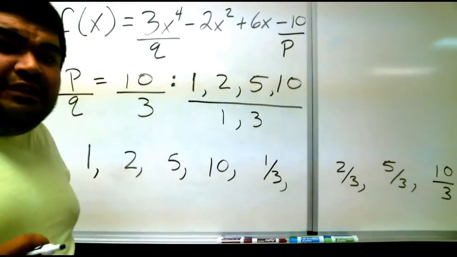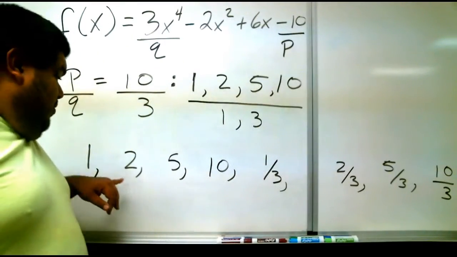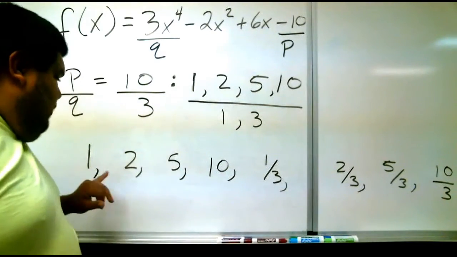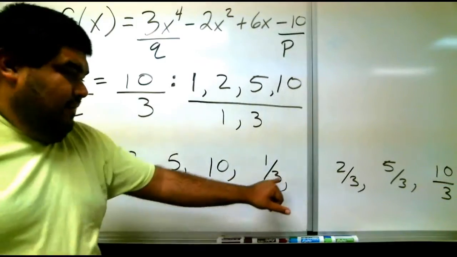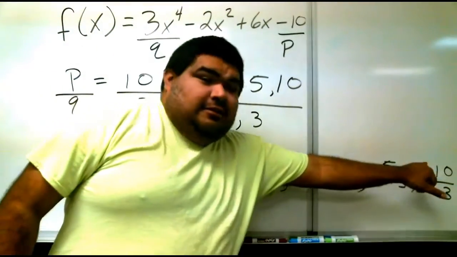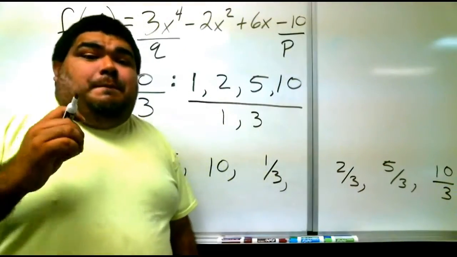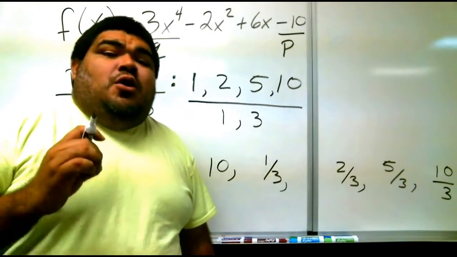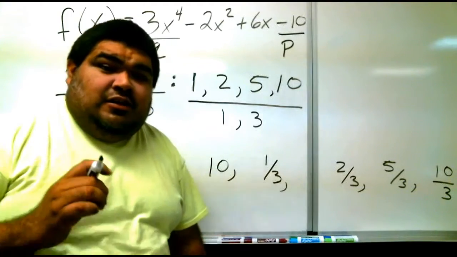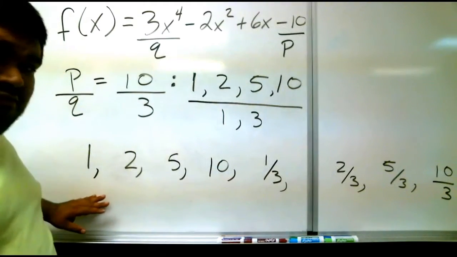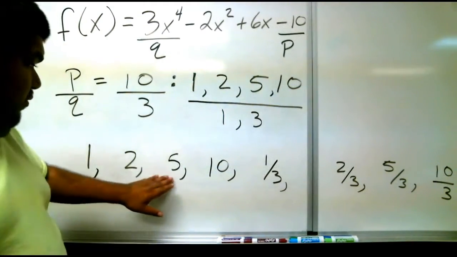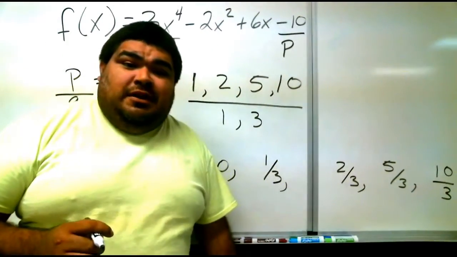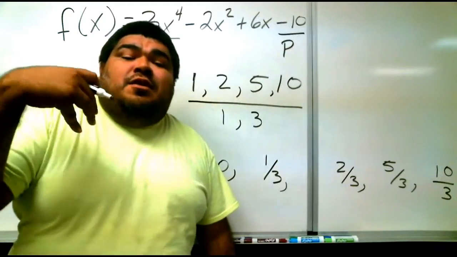These are all your possible factors. There's 1, 2, 5, 10, 1/3, 2/3, 5/3, and 10/3. But since you're dealing with polynomials, they're always positive and negative. So technically, not only are you dealing with 8 different outcomes, but you're dealing with the negative numbers of them as well.